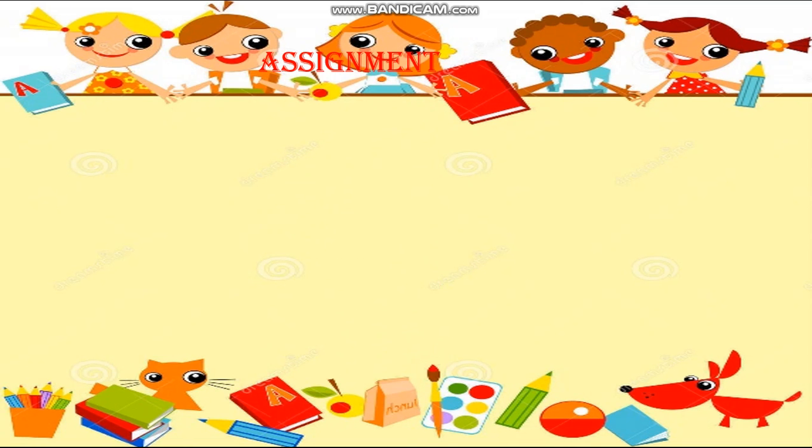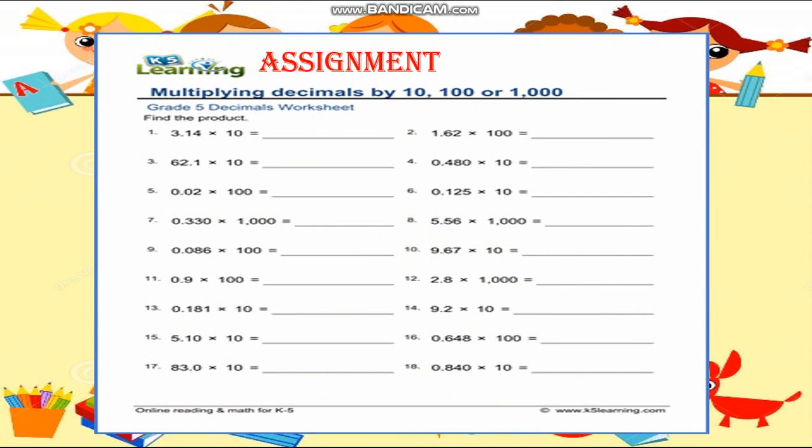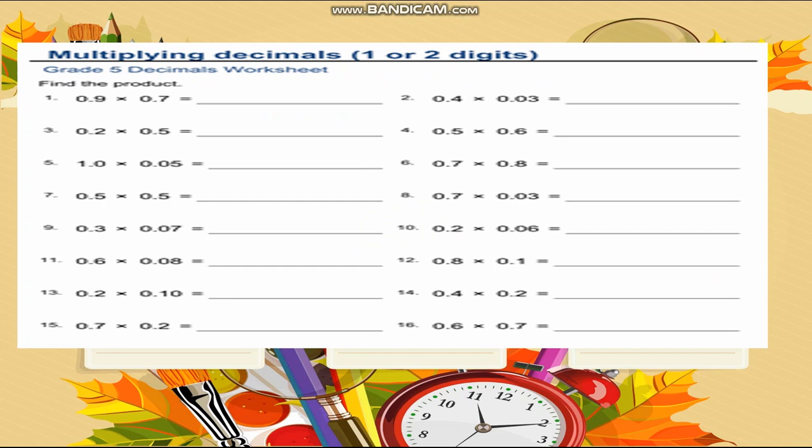Okay, dear students, understood? This is your assignment. You have to do this in your notebook. Simply multiply by 10, 100 and 1000. You will place the decimal to the right as per the number of zeros. The second assignment is this. Again, you have to multiply this. This is simple. Okay, you will do this in your notebook.